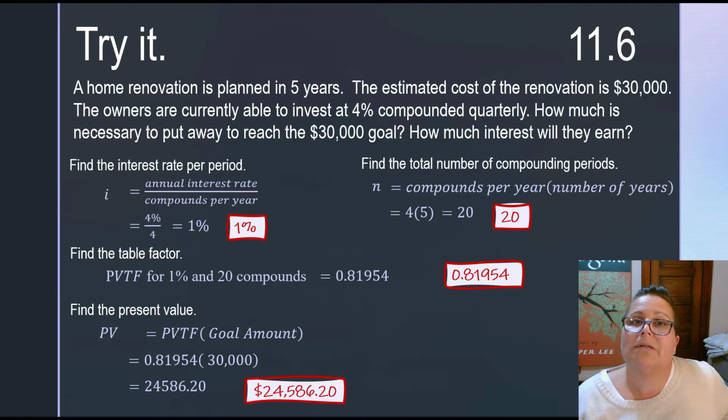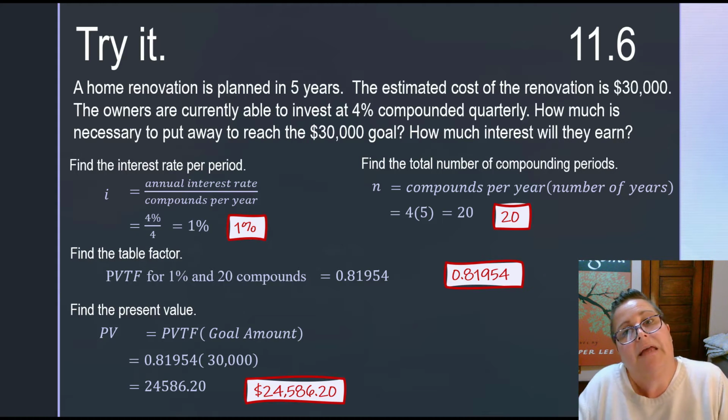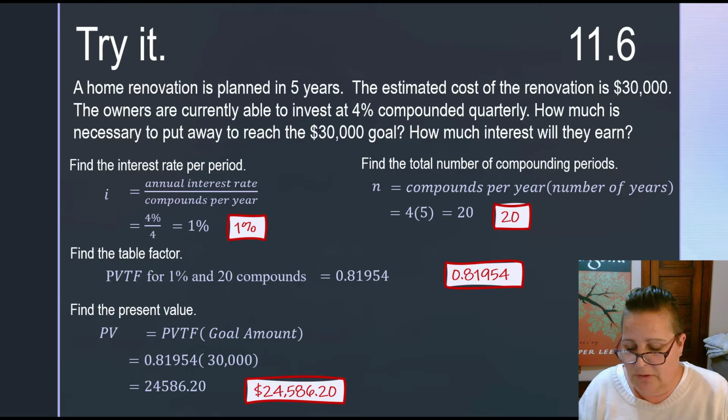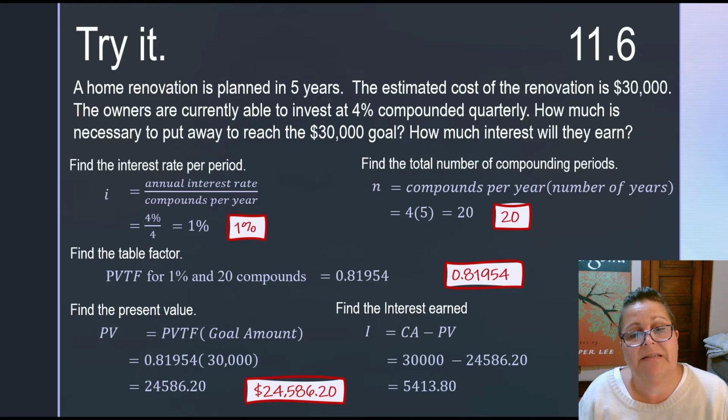So, what's the interest? How did you put in $24,000 and end up with $30,000? The difference is your interest. So the interest earned would be that compounded amount of $30,000 minus the $24,586.20. This leaves you with $5,413.80 as your interest. Make sense?